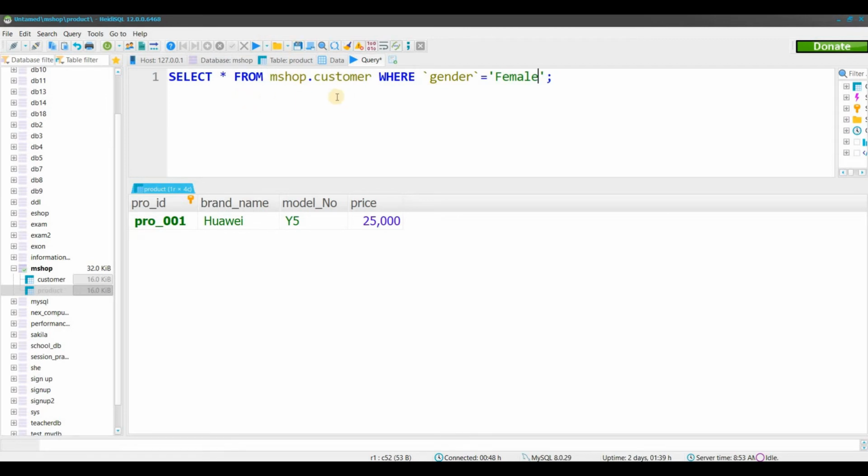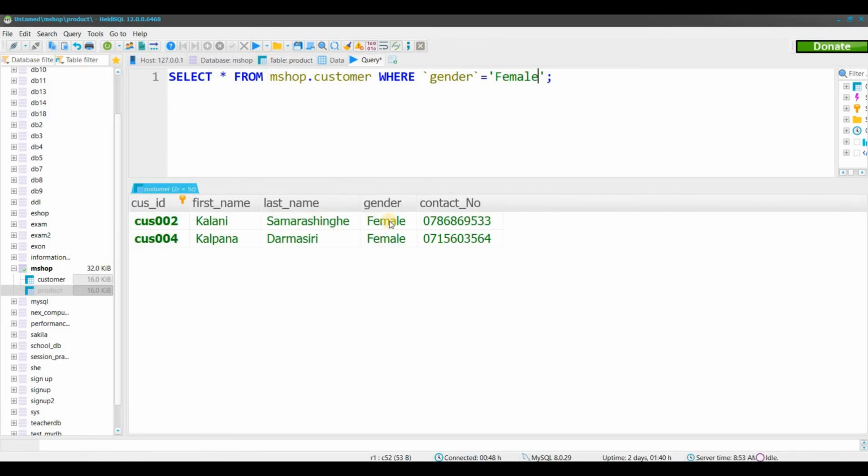I have written the query to find all from mshop.customer. Mshop means my database and customer means the table, and the condition is gender equals female, and I'm going to execute this query. You can see there are two females in our customer table, and they are Kalpani and Kalpana. These are the results for the 5th question.